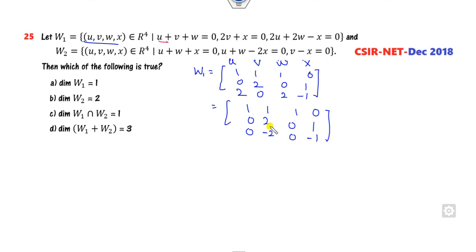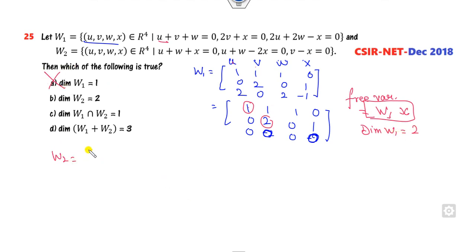I can multiply by 2 and subtract them, and here too. Now you can add them. This will be 0, this will be 0, this will be 0. Fine. So how many diagonal entries are there? This and this, corresponding to U and V. So how many free variables are there? The non-diagonals: one is W, the second is X. So it has 2 values, so the dimension of W1 is 2.